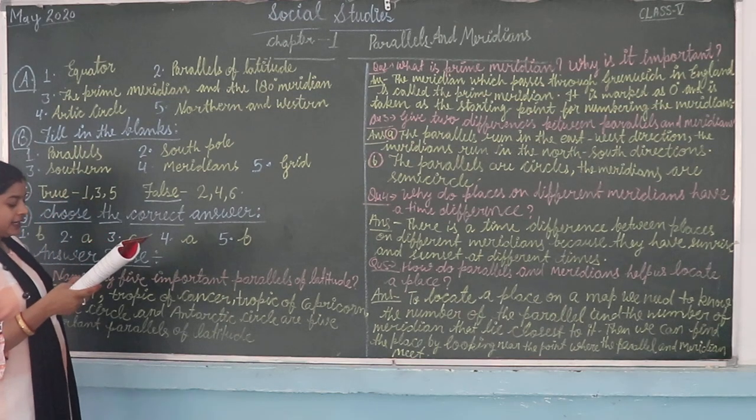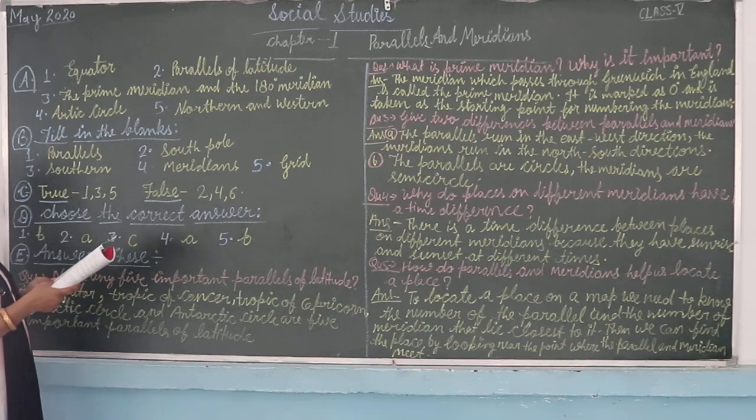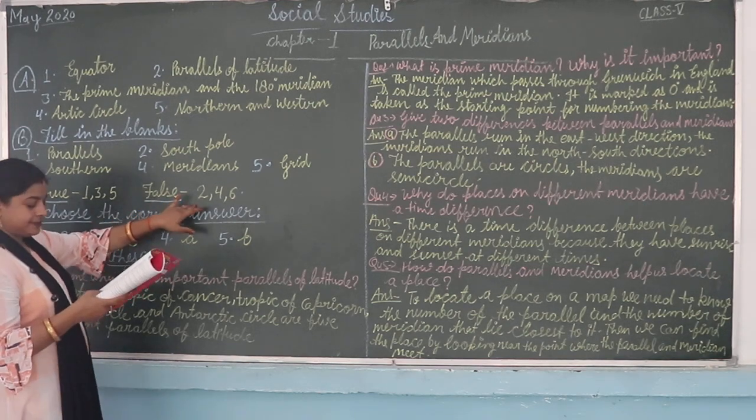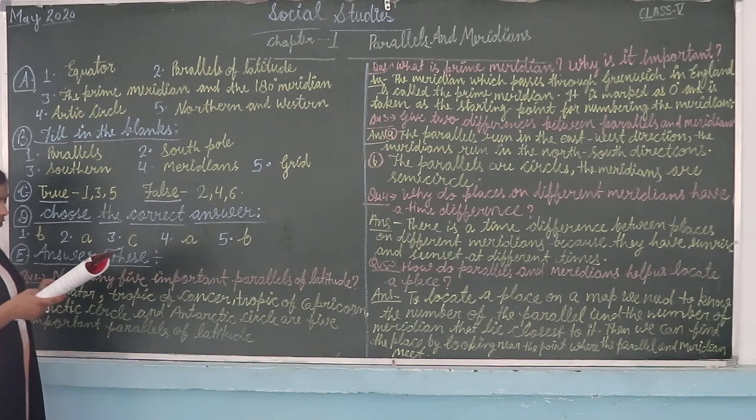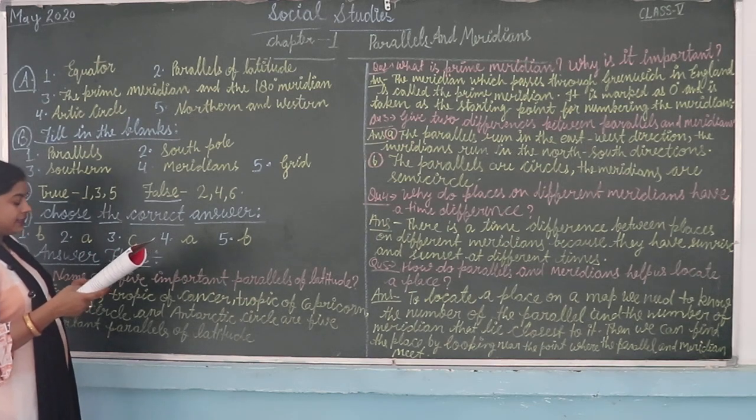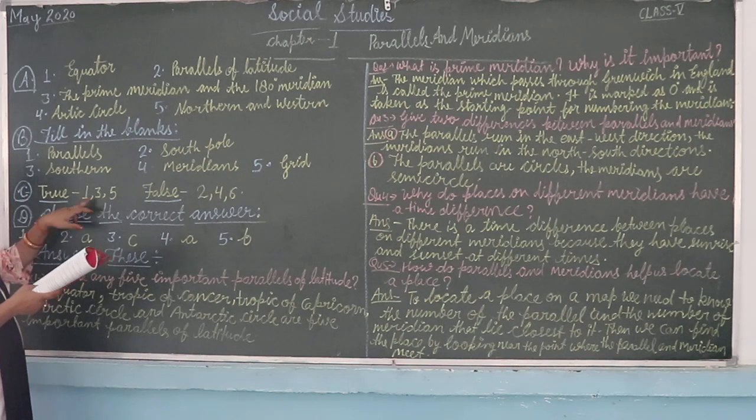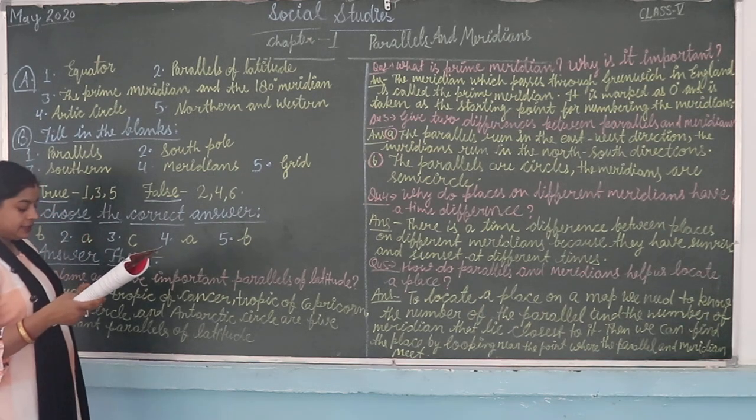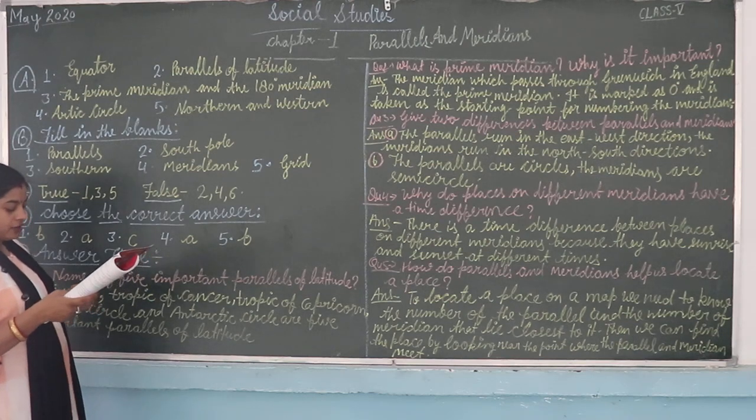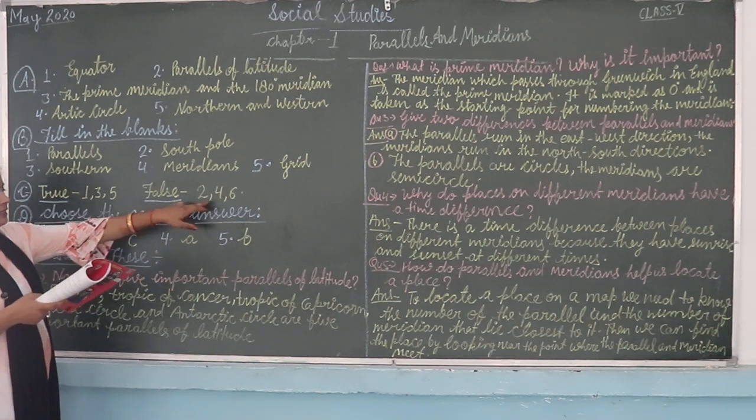have meridians and parallels drawn on them. This is false. Third, there are two parallels which have the number 16. This is true. Fourth, the prime meridian is the longest meridian of longitude. This is false.